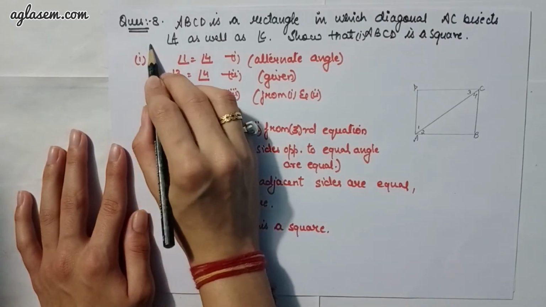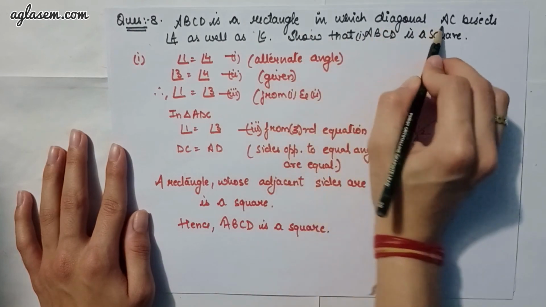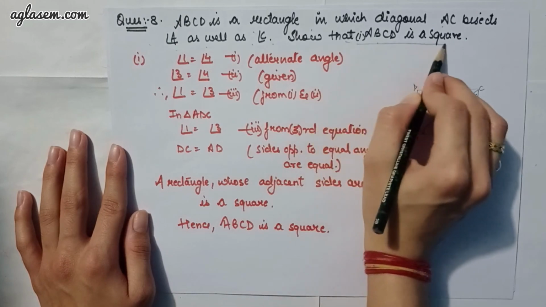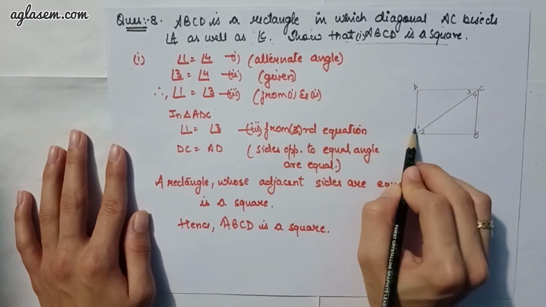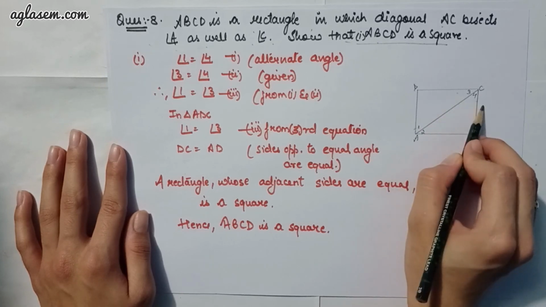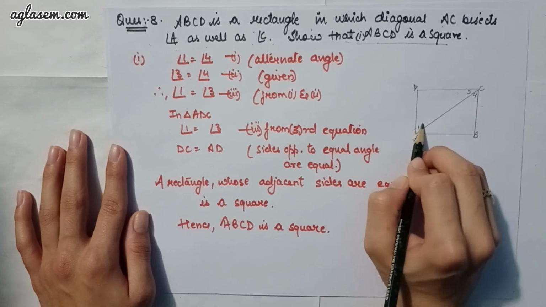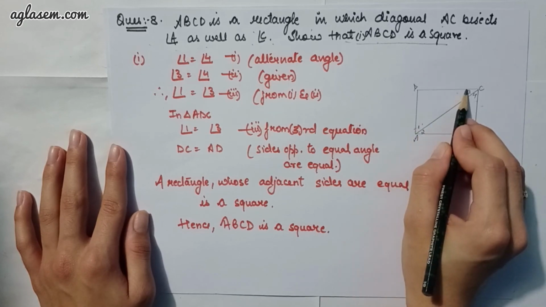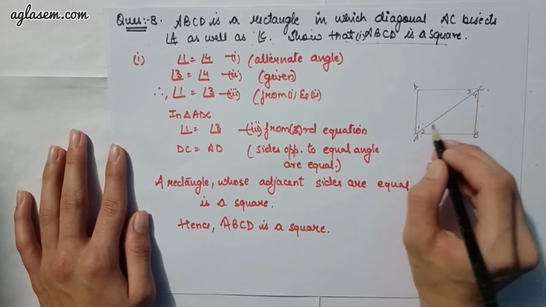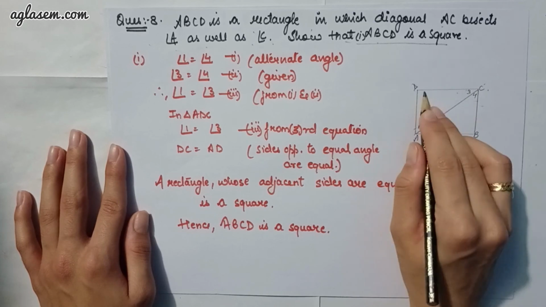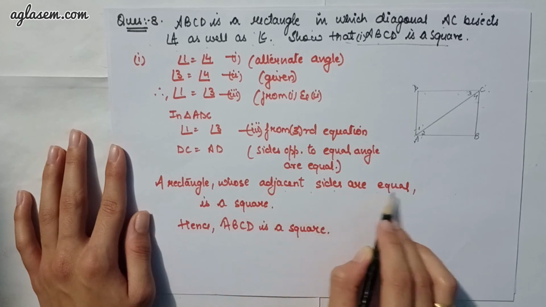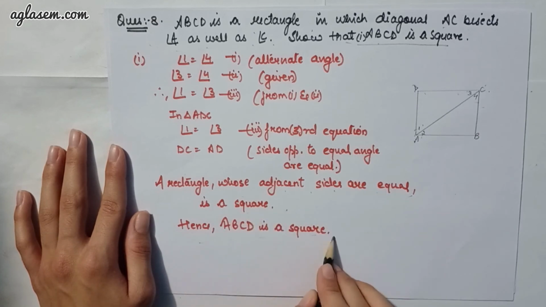Moving to our 8th question, which says ABCD is a quadrilateral in which diagonal AC bisects angle A as well as angle C. We have to show that first ABCD is a square. So, angle 1 is equal to angle 4, that is alternate angle. We know this property. And angle 3 is equal to angle 4, which is given. So, angle 1 is equal to angle 3 from first and second equation. And in triangle ADC, that is third equation, DC is equal to AD, that is, sides opposite to equal angles are equal. So, a rectangle whose adjacent sides are equal is a square. Hence, ABCD is a square.